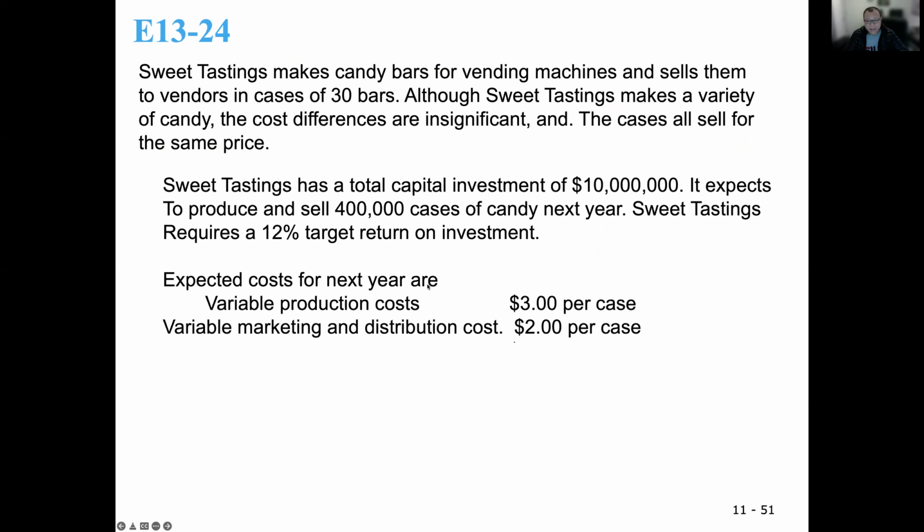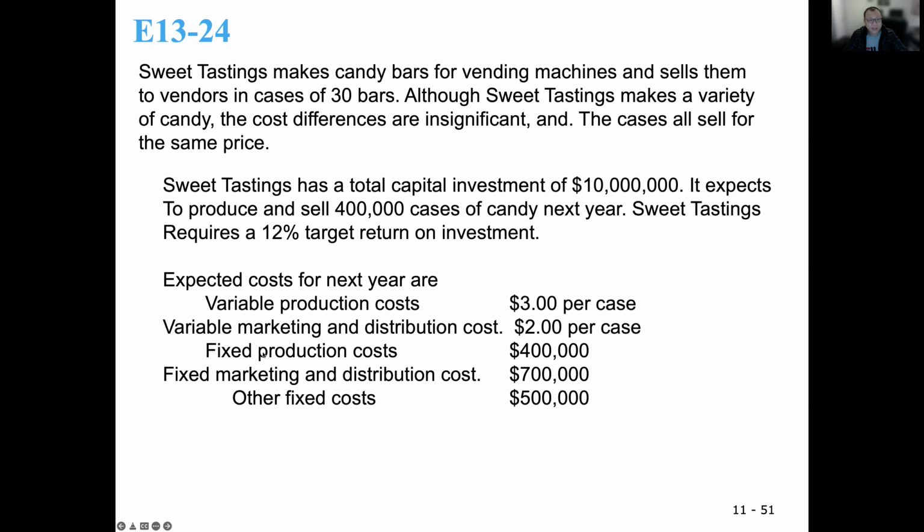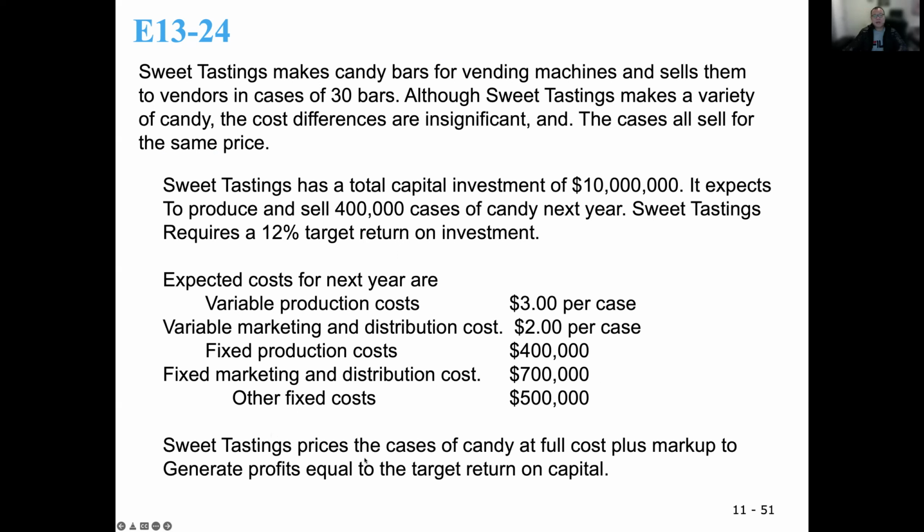Expected costs for next year are: variable production, $3 per case; variable marketing and distribution, $2 per case; fixed production, 400,000; fixed marketing and distribution, 700,000; other fixed cost, 500,000. This company prices the cases of candy at full cost plus markup. Okay, so this is their strategy: full cost plus markup to generate profit equal to the target return on capital.